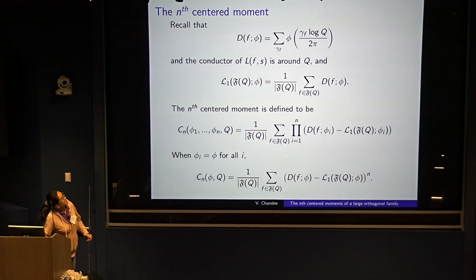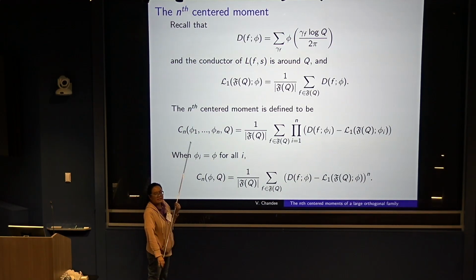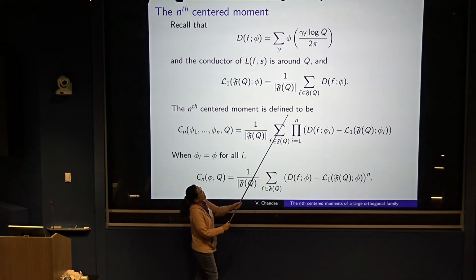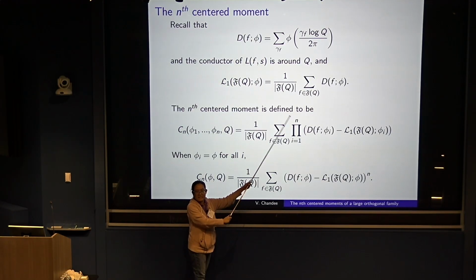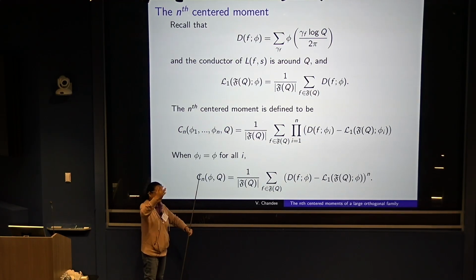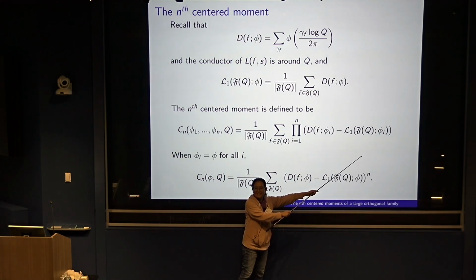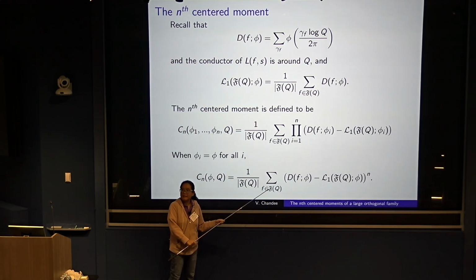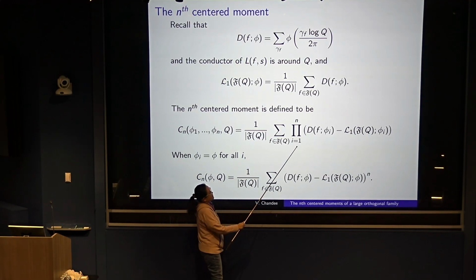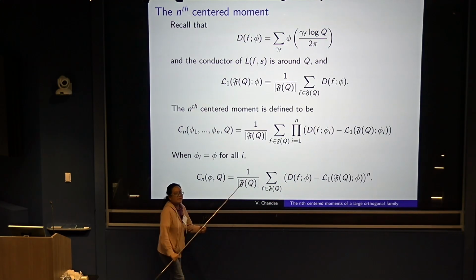All right, so let's go back to the density function we defined. This is the one level density. In terms of statistics, this is the expected value. So for the nth centered moment, we want to subtract the expected value and take the power of that. And the phi here can be different. If they are different, you write it as the product of these factors. But if they are the same, it's just basically the nth moment.